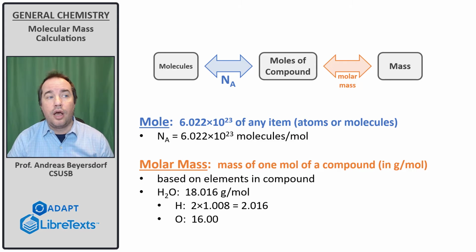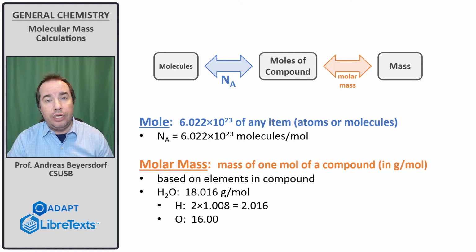Compounds are composed of two or more atoms bonded together to form molecules. Now, molecules are really small, so most of the time we talk about moles of a compound. A mole is 6.022 times 10 to the 23 molecules. But we can't measure moles directly. So therefore, in lab, most of the time, we measure the mass of the compound.